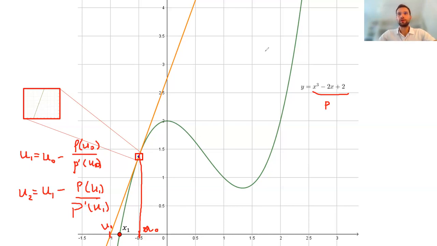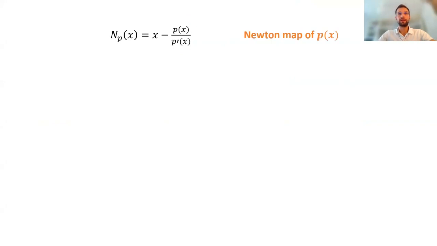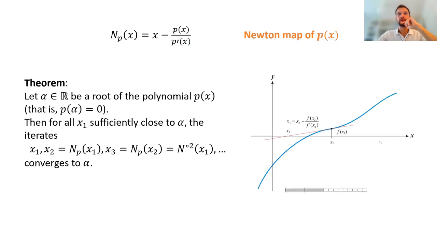So let me show you what it actually means. On the next slide, I think I have a formula. So this is the formula that we computed. And the whole method basically does what I just said.